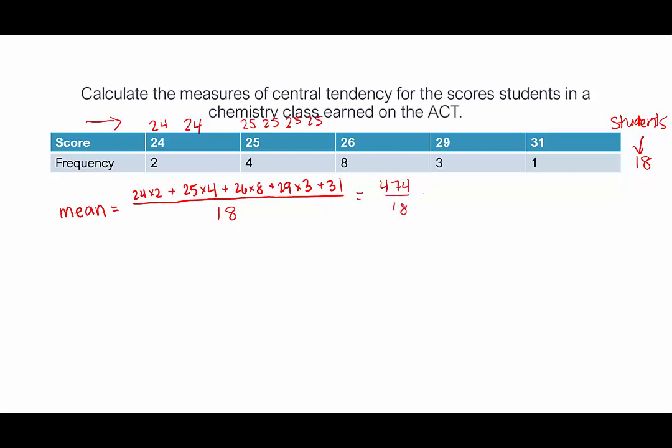474 divided by 18 gives us, and again, I'm going to round because the ACT is only measured in units, 26. 26 makes sense, right? Because the scores for the ACT were 24, 25, 26, 29, and 31. So it makes sense that the mean would be 26.